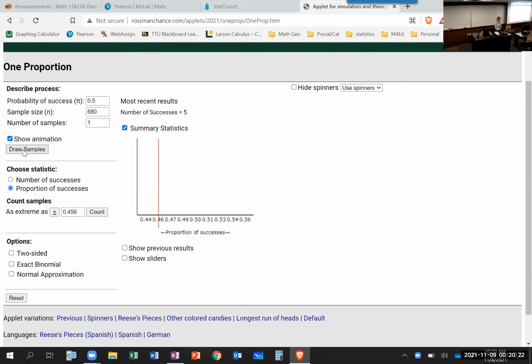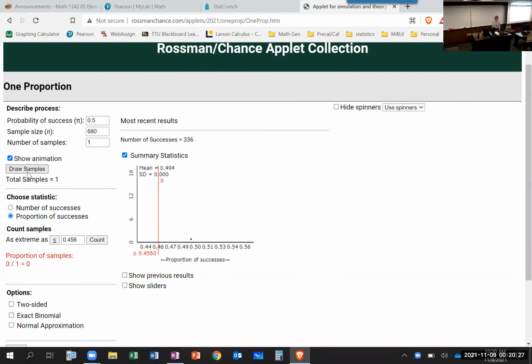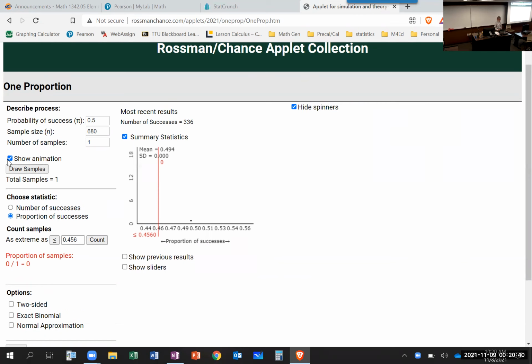one time, oh, he probably didn't want to flip a coin 680 times during that animation, did it? That was probably a lot. Okay, so I can hide all of that. In one sample that I drew, I ended up with 0.494, I guess. So now I'm going to do it 1,000 total times, or 1,001.